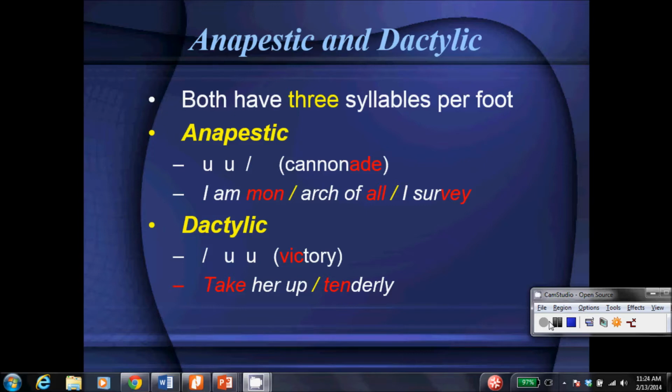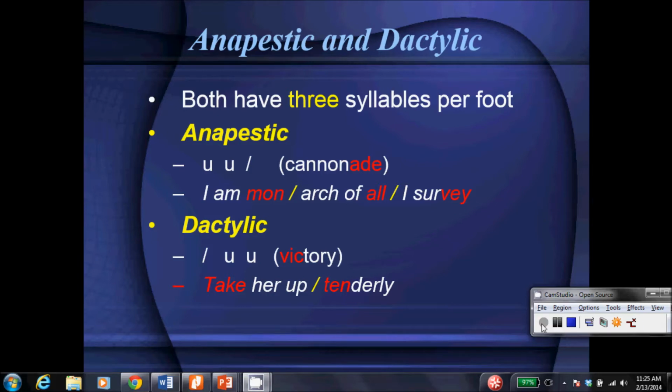And then dactylic, or the noun version is dactyl, is a foot with 3 syllables in it. The first of which is stressed. The next 2 are unstressed. "Victory, take her up tenderly." You can hear the flow there. I think that one should be fairly easy, at least via the example.